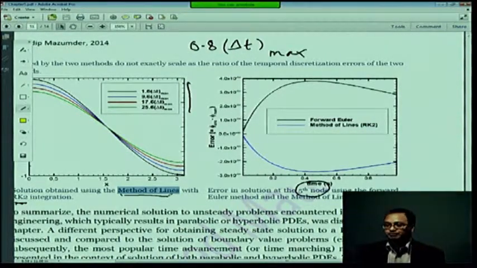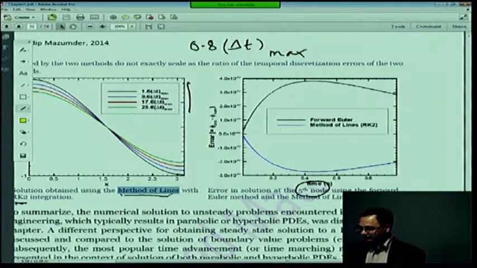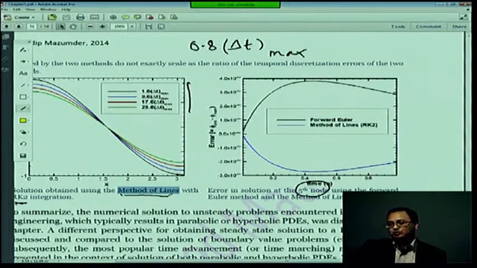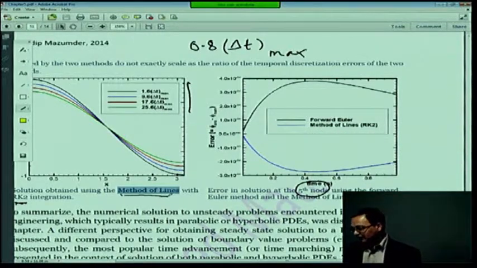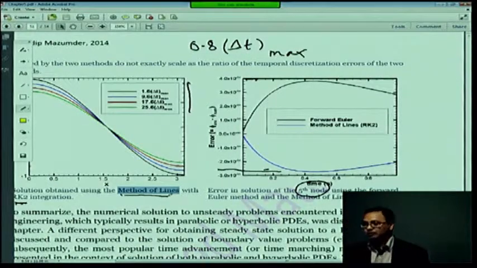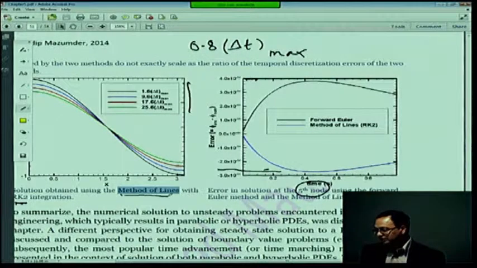The black curve here is the forward Euler method, and we have seen this curve before. It increases the error and then starts decreasing with time as the system goes towards steady state. And then this is what you get with RK2 method of lines. Of course, the sign is negative in this case, which can happen between different methods. But if you look at the magnitude here, this is about 2.5 times 10 to the minus 4, and this here is close to 4 times 10 to the minus 4. So the magnitude of the error is significantly lower in this case.